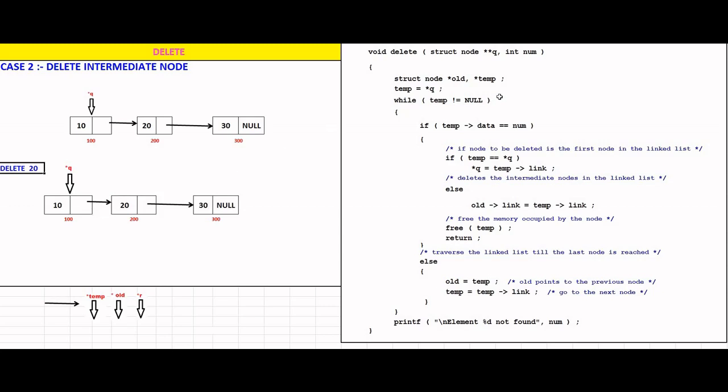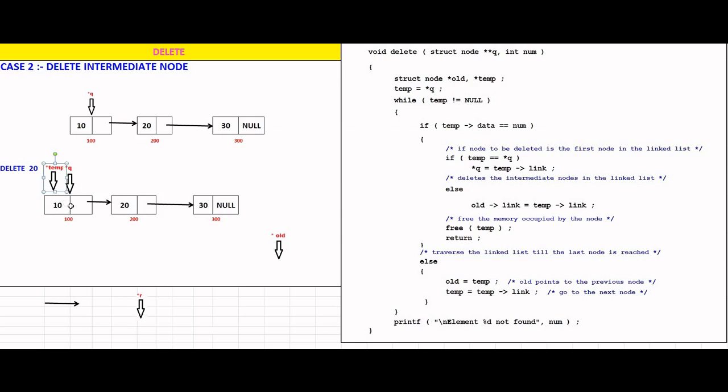So we are going to copy 300 over here for making the deletion. Now let us see with the code. So int num, I pass the number 20 because I want to delete the node 20, which is the intermediate node. Then struct node pointer old and pointer temp, we require these two pointers for this. After that, temp is equal to q. So whatever q is holding, now temp is also holding the same value, that is 100. Now q and temp point to the first node having the address 100.